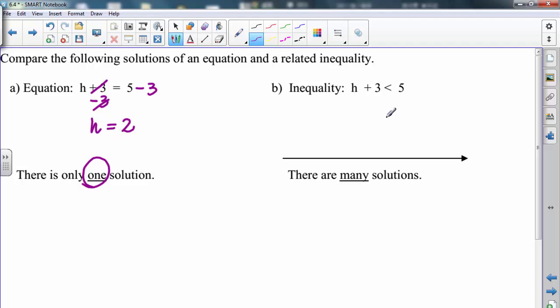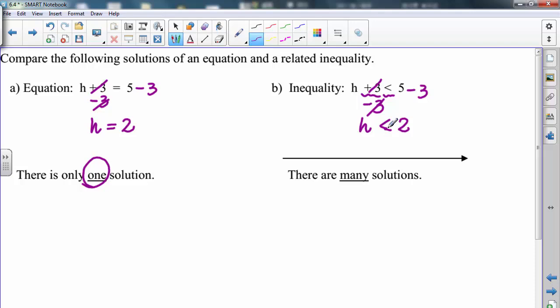Let's look at the inequality. We will use the property we just introduced to solve this inequality. We want to cancel this positive 3 from the h term side. We subtract 3 from both sides. Positive 3, negative 3 get cancelled out. Because I subtract 3 from both sides, this inequality sign will keep the same direction. So we will still have h is less than 2.